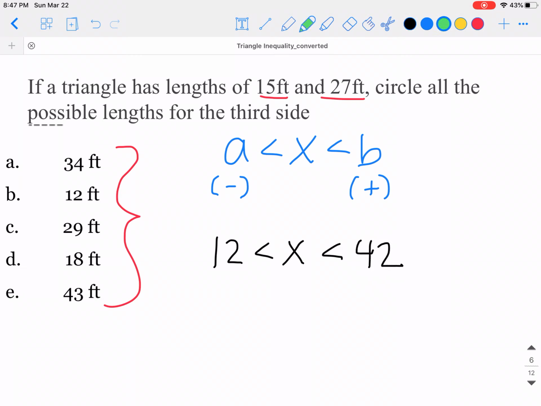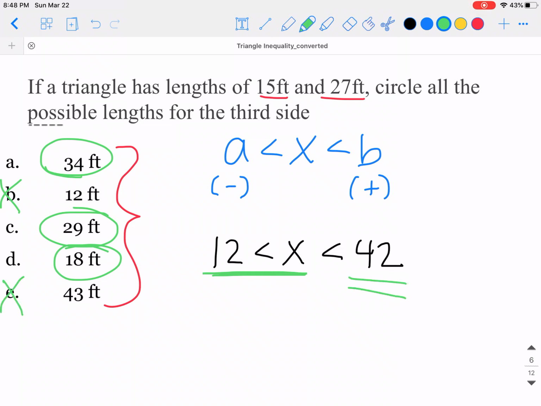So any numbers in this list that fall between 12 and 42 are possibilities for the third side. So 34 is definitely a possibility. It is greater than 12 but less than 42. 12 is not going to work because this part of our inequality tells us that X has to be greater than 12. It cannot be equal to 12. 29 works because it falls in between this range. 18 works also, but 43 does not work because it's greater than 42. So these three answers are the only three that are possible to work for our third side.